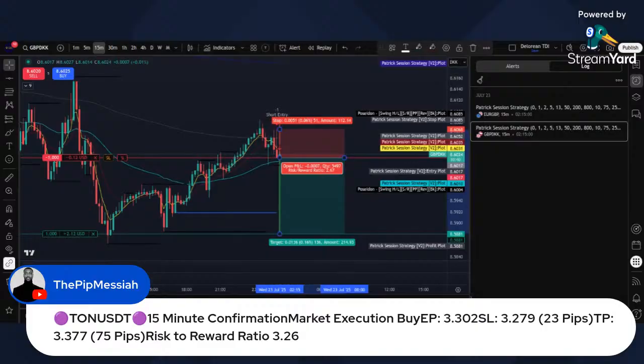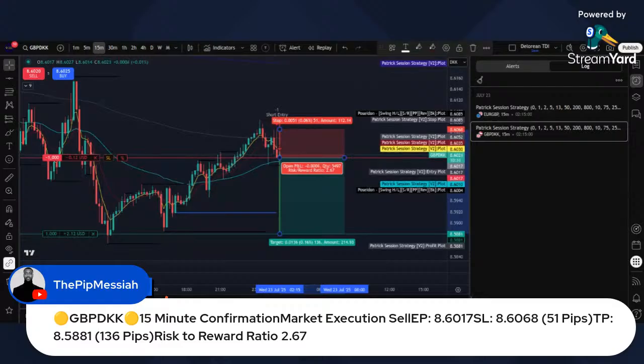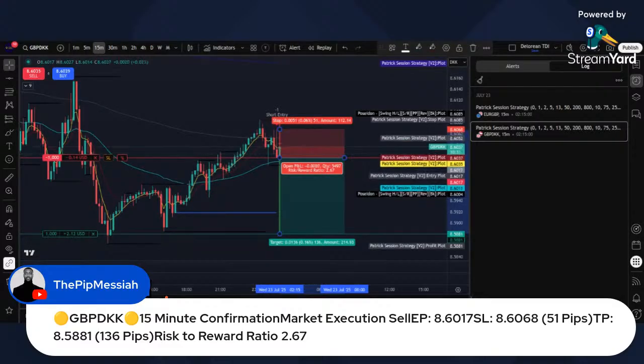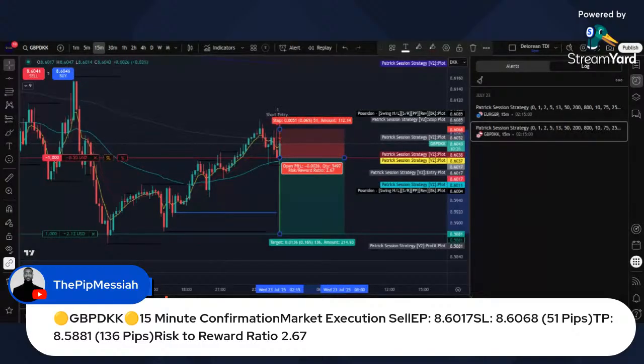And here's your next call of the night. Again, this is a Forex currency exotic trade, GBP DKK, 15-minute confirmation, market execution sell. Entry price is 8.6017. Stop loss is 8.6068 for 51 pips. Take profit is to be 8.5881 for 136 pips, with a risk to reward ratio of 2.67.